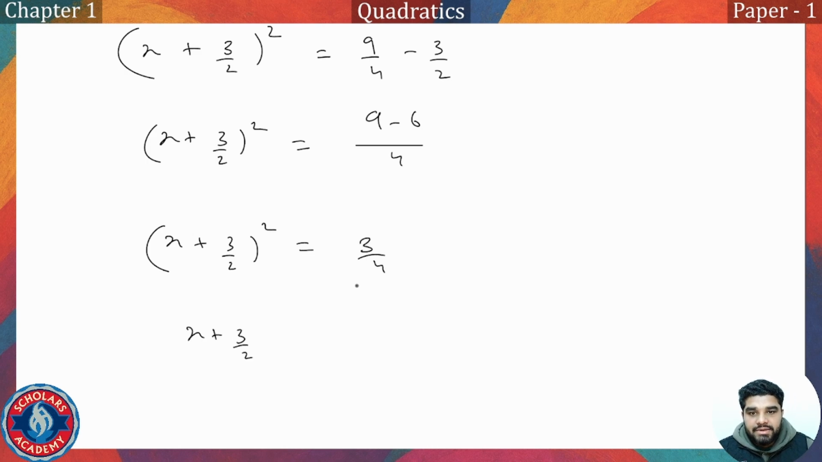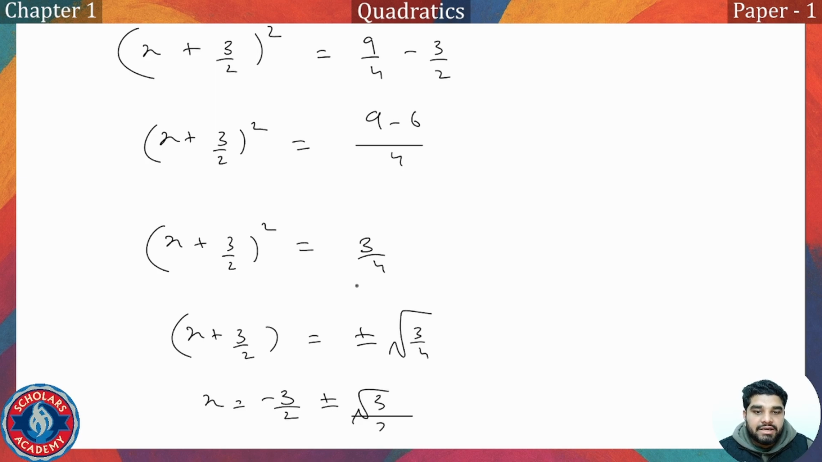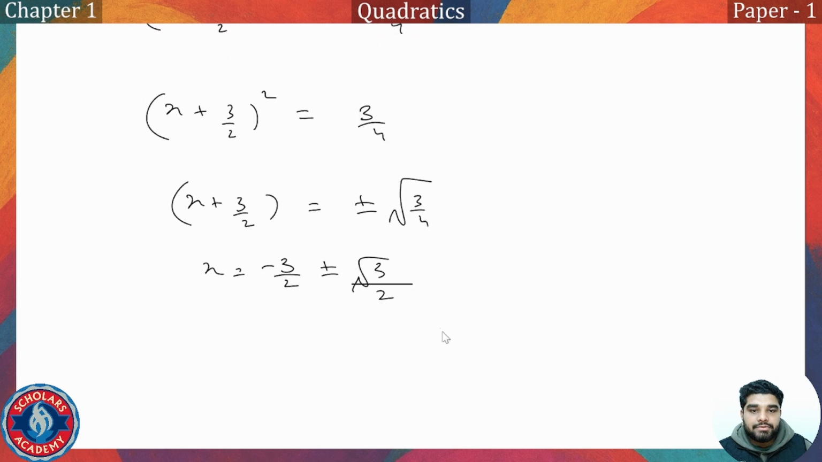x plus 3 by 2 is equal to plus minus root of 3 by 4. x is equal to negative 3 by 2 plus minus root of 3 by 2. Root of 4 is 2. So this is the final answer. I hope it is clear.